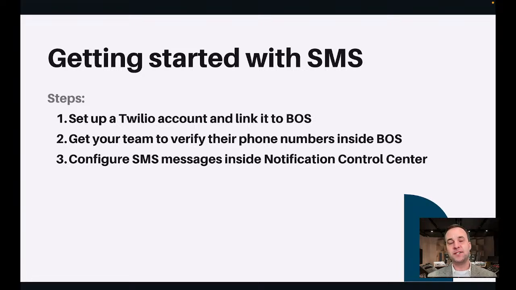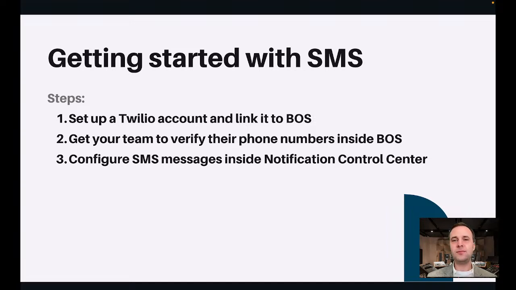Next, you need to get your team to verify all of their phone numbers within their Back on Stage profiles. Now, if you or your team members registered for Back on Stage after March 23rd, 2023, this was part of your sign-up process. So you've probably already verified your phone number with us. If not, it's a very quick 2-step process inside your profile, and we'll go over that as well. And then lastly, you can configure all the SMS messages that you'd like to actually send and what they look like inside your notification control center in Back on Stage app.